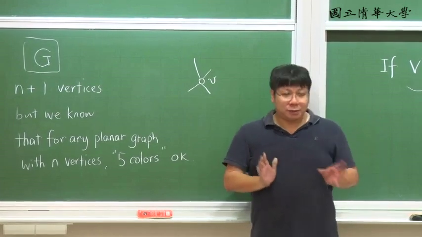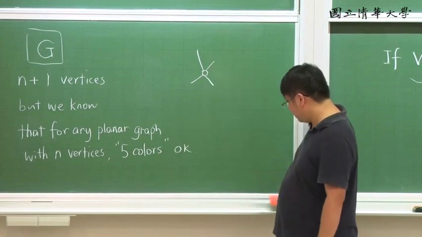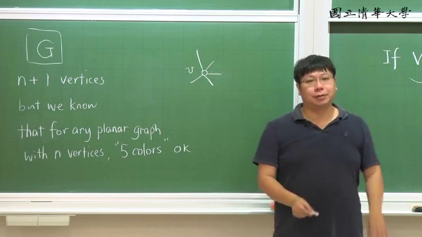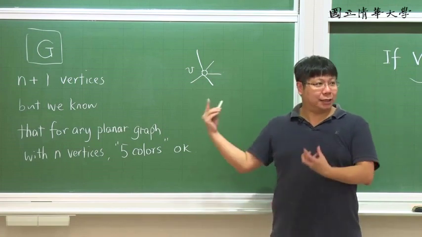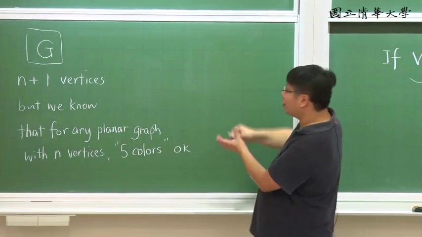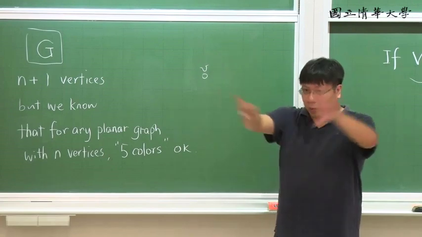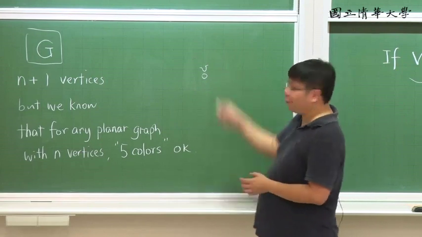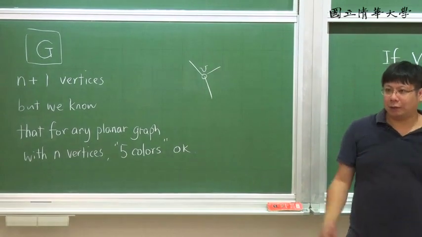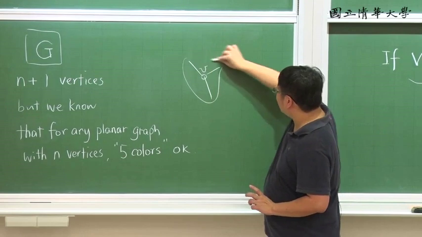When there are n plus 1 vertices, we must always be able to find some vertex V that has degree less than or equal to 5. Now let me tell you why this is good for us. This is a planar graph, already drawn in planar form. If you find a vertex V that has only degree 3, then how can we color it using 5 colors? The answer is yes, because we first of all ignore this V.